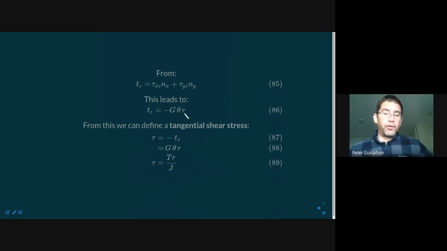So what is this? This is what we're going to call the tangential shear stress. It's the only non-zero shear stress for this particular problem. Because it's the only one, by convention, it's just called tau as opposed to having subscripts associated with it. We're going to make it a minus sign of this for some consistency so that positive stresses in one direction are consistent with what expectation would be. And so tau is equal to G theta times r.